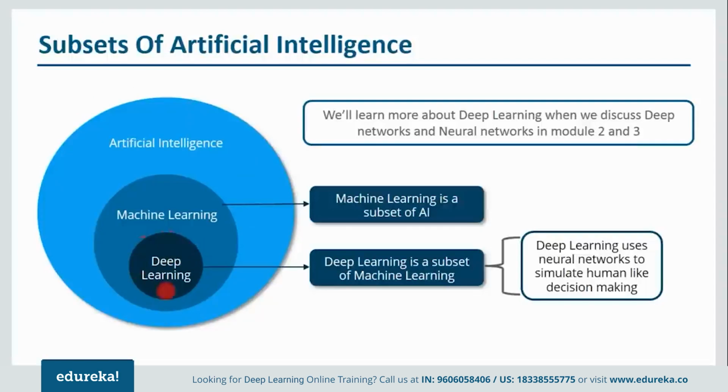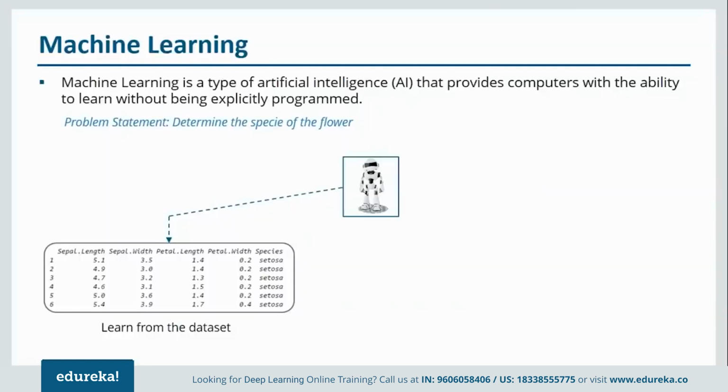Now, in order to understand deep learning, we need to first look at machine learning and what were the various limitations of machine learning that led to the evolution of deep learning. So we'll move forward and understand what exactly is machine learning. Now, what is machine learning? Machine learning is nothing but a type of artificial intelligence, or you can say a subset of artificial intelligence. It provides computers with the ability to learn without being explicitly programmed. So you don't need to hard code your machine for that. Let us understand this with an example.